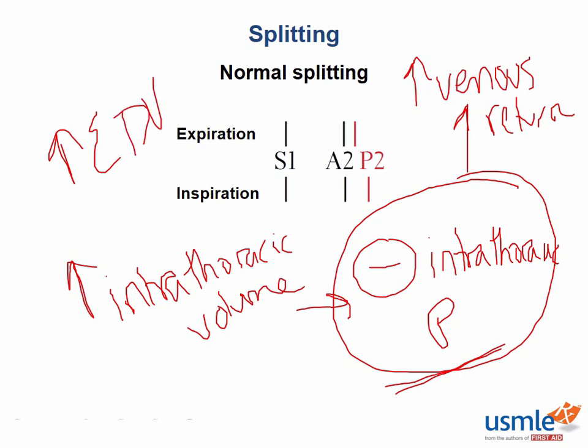If you think about it simply, the chest cavity during inspiration is bigger, there's an increase in volume, so there's more space that needs to be filled up. And what fills up that space? It's blood.